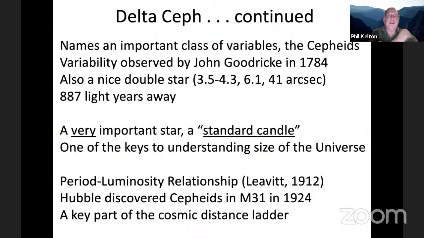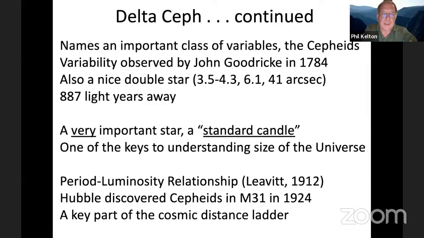It's the prototype star of this important class of variables, the Cepheids, whose variability was discovered several centuries ago. It's also a very nice, bright double star. And it's what we call a standard candle. Over a century ago, Leavitt determined what's called the period-luminosity relationship and discovered that the absolute brightness of the stars is related to the period. So if you can measure the period of Cepheid variables and you know their apparent luminosity, you can know their absolute luminosity, and from that you can determine their distance.